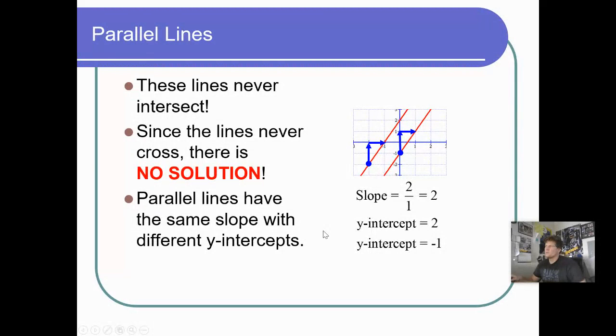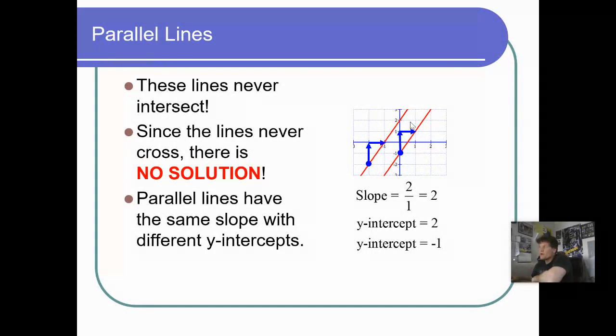Parallel lines, just to make sure we're clear, is when you have the exact same slope, different y-intercepts. So we're moving at this top line up 2 and over 1, that's a slope of 2. Bottom line, you're moving up 2 over 1 again, same slope. Notice y-intercepts are different, which you could clearly tell from the graph. The lines are different. Same slope, different lines. They never intersect, no solution.